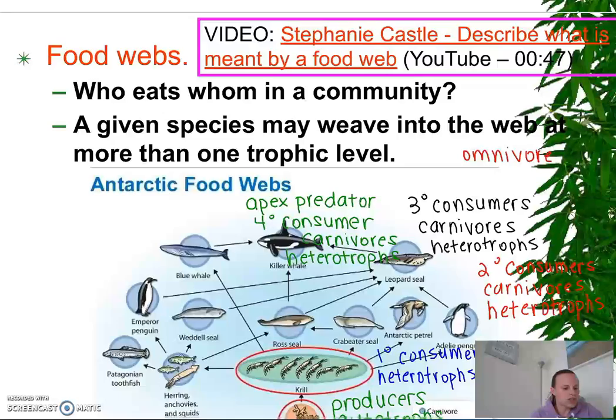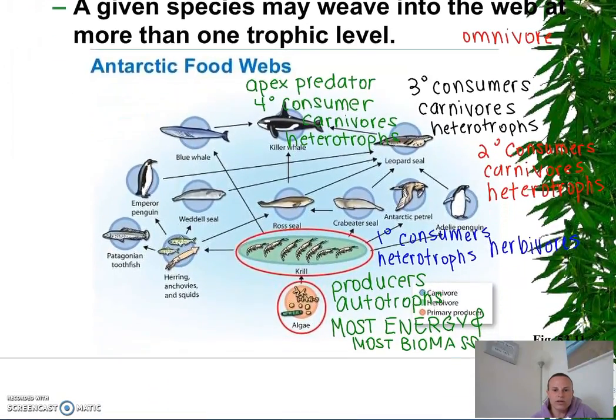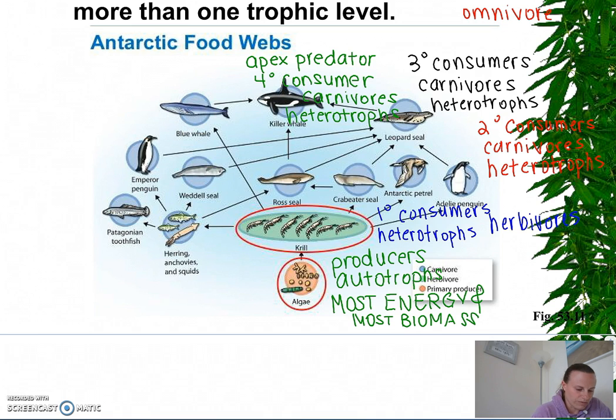Food webs show who eats whom in a community, where the arrow points in the direction of the flow of energy. So if we look at the base of our food web down here, you've got the algae. Algae are the producers, they're autotrophs, they contain the most energy, they contain the most biomass, which we'll get to in a second. Then you'll see the second level, which are your primary consumers, your heterotrophs, your herbivores. Those are represented by your krill.